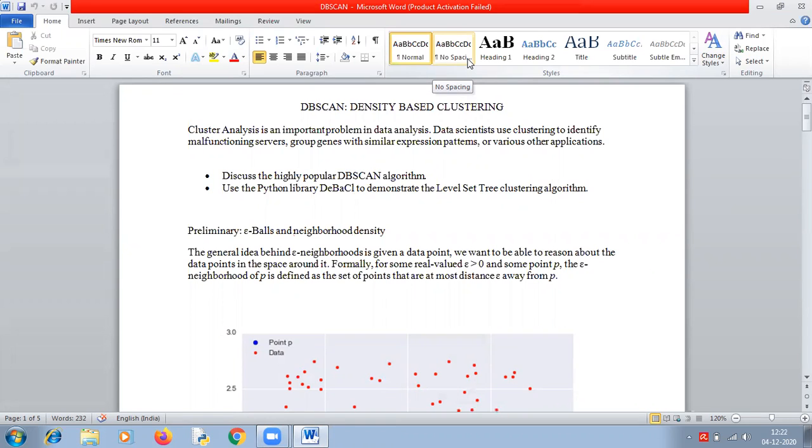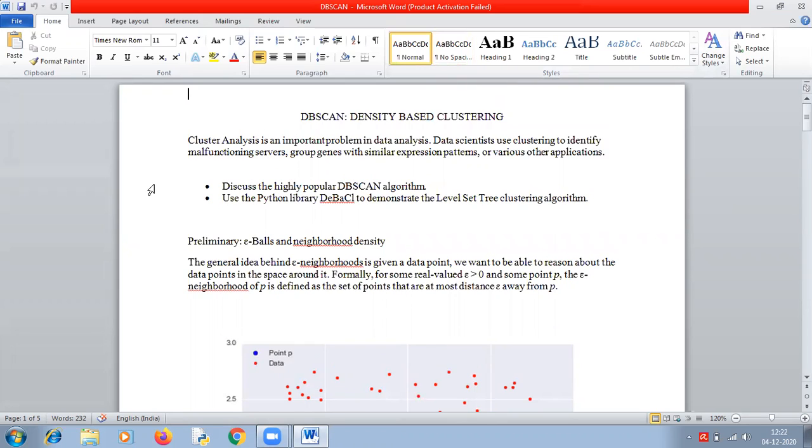So in the previous lectures, we have completed the k-means algorithm and KNN algorithm for clustering, right? So in this lecture, we will start a new type of clustering called DBSCAN clustering, okay? DBSCAN stands for density-based spatial clustering of applications with noise. So this is the full form of DBSCAN.